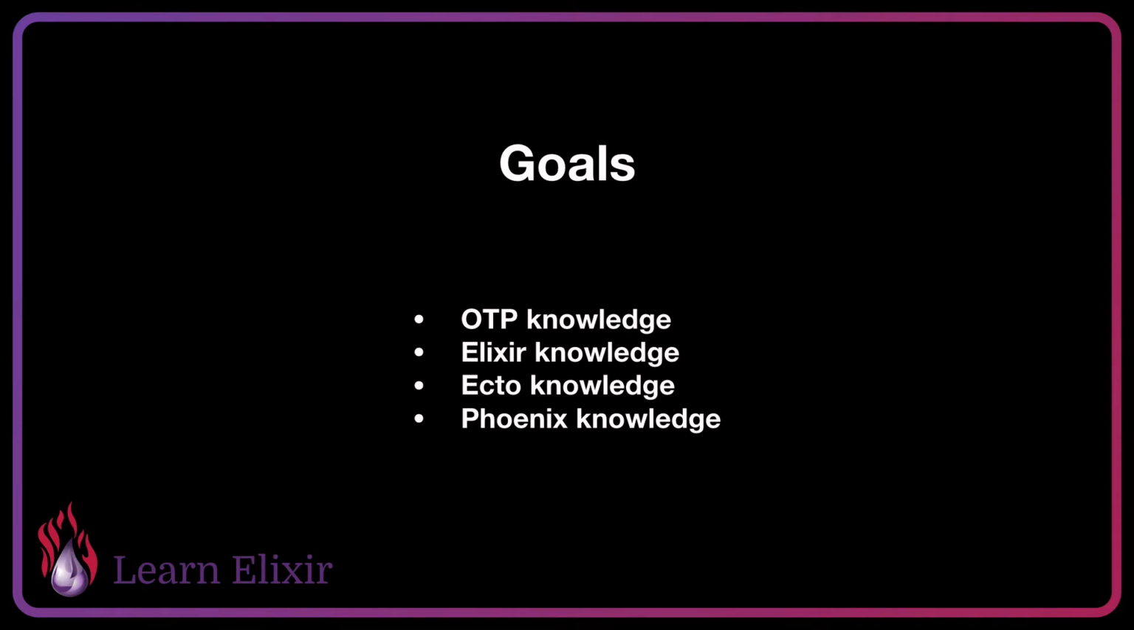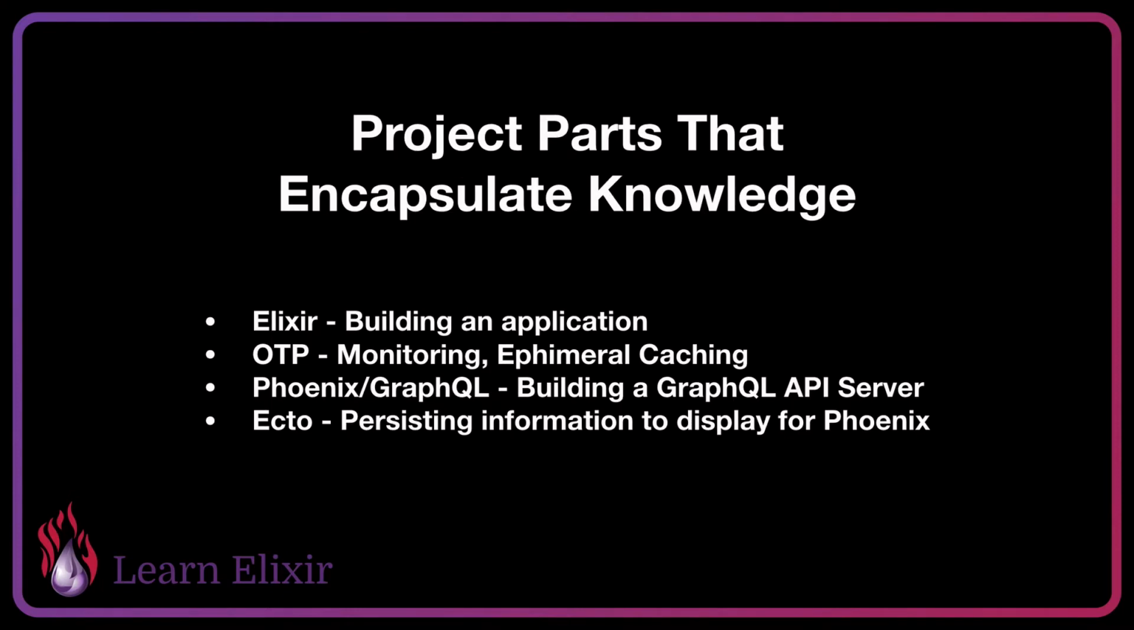For our midterm project, we want to encapsulate 4 separate goals to make sure that we really solidify the knowledge that we learned in the first half of this course. In order to solidify our knowledge, the goals that we have are to encompass the areas of OTP, Elixir, Ecto, as well as Phoenix. So our project should be created to encapsulate all of these parts, which means that for Elixir, it really just means creating an application, since anything that we do in Elixir encompasses that part.